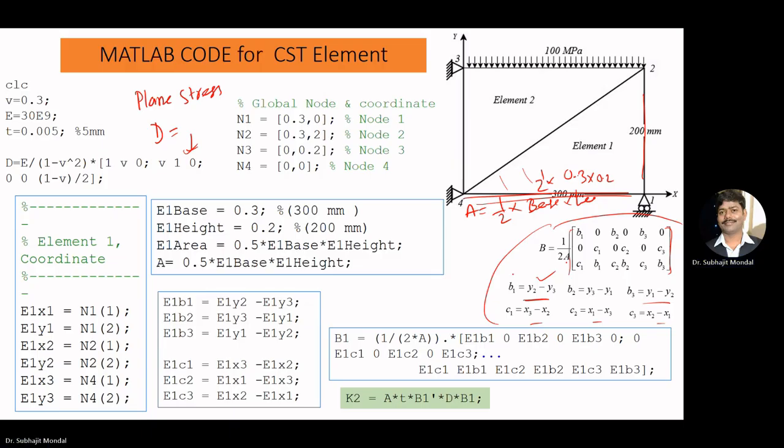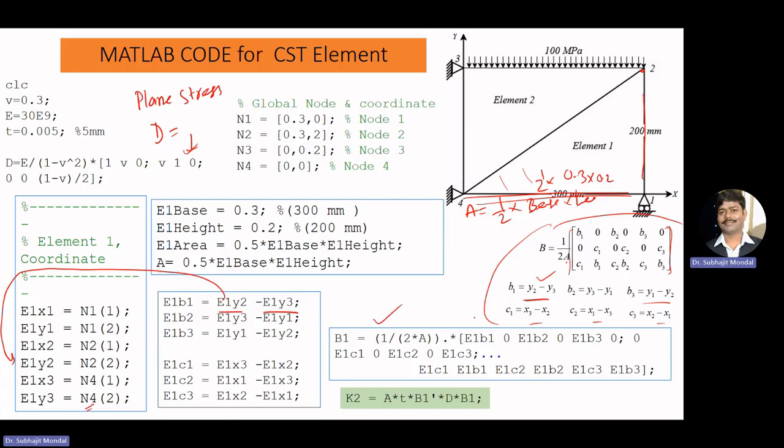Okay. Now what we can do? Now you can calculate the small b1, b2, c1, c2, all the values. Okay. So b1 is nothing but y2 minus y3. So here E1 y2 minus E1 y3. So here what is E1 y2? E1 y2 is nothing but the coordinate for element 1, the y value basically for node number 2.